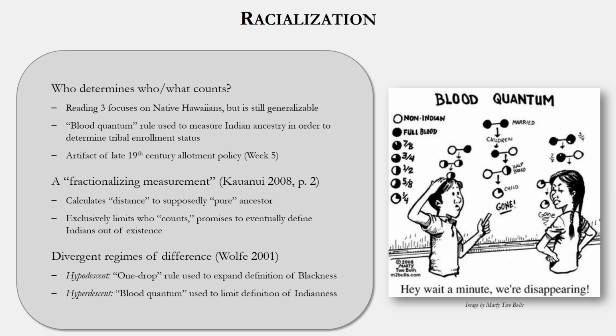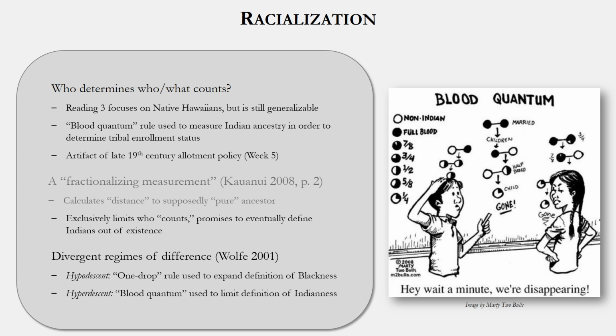Now, this reading is specifically about Native Hawaiians, but her analysis of the so-called blood quantum rule generally applies to the rest of the U.S. as well. This rule continues to be used to measure the degree of Indigenous ancestry in order to determine tribal enrollment status, i.e. membership or citizenship as part of a federally recognized tribe. Now, this rule, or technology of governance, dates back to the allotment policy of the late 19th century, which involved breaking up Indian reservations into small, individual tracts of land called allotments that were then distributed to individual Indians. We'll talk more about this in Week 5, and how this policy was used to further dispossess millions upon millions of acres of Indigenous territories.